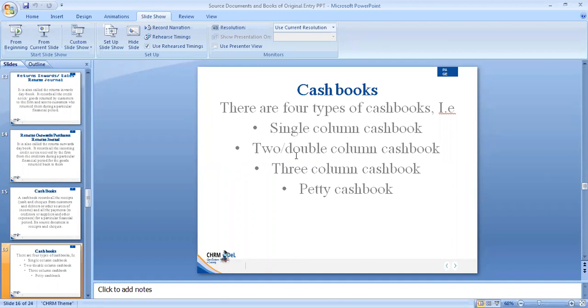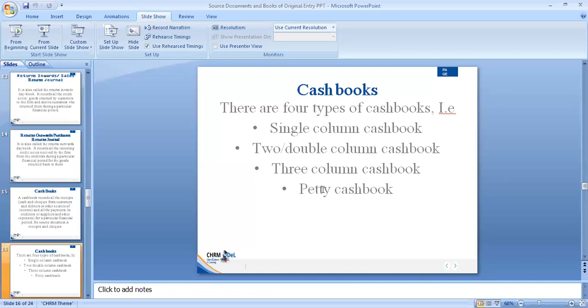Then last, the third one is the three column cash book. The three column cash book is meant to record three items: the cash, that is cash received or paid, checks, that is the checks received or paid, and the discount, that is the discount received or discount allowed. So we are going to talk about three things, and that's why it is known as the three column cash book. We talk about discounts, cash, and bank. So on the debit side or on the left hand side, we are going to talk about the cash received, checks received, and the discount that we have allowed those customers who are paying us. On the other side, we are going to have the checks paid, cash paid, and the discount we have received from those people we have paid.